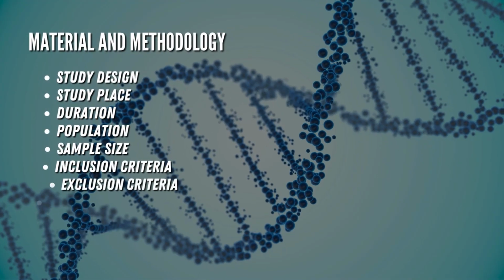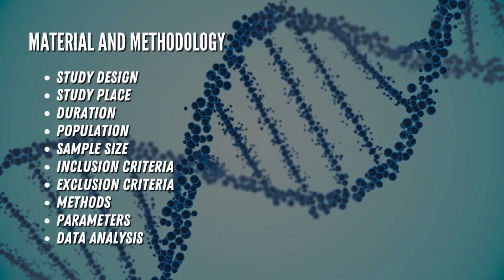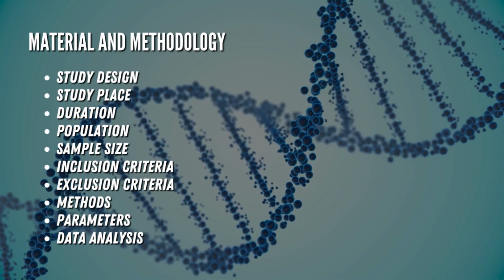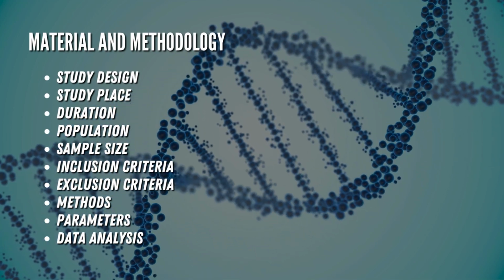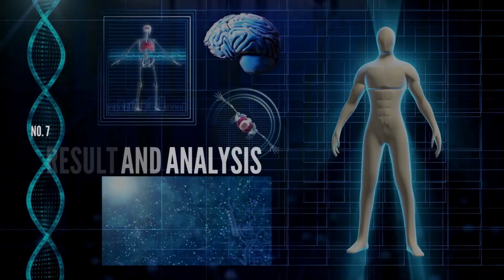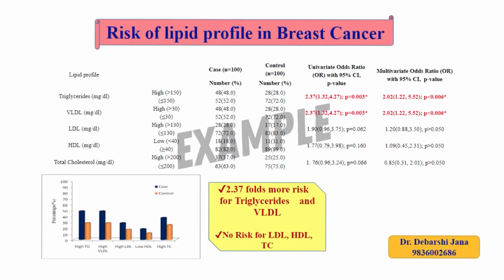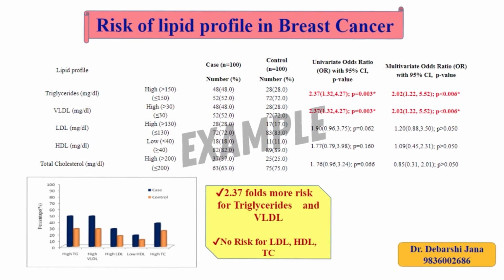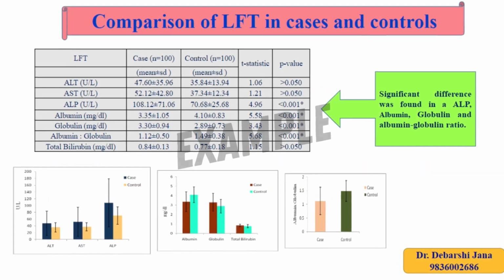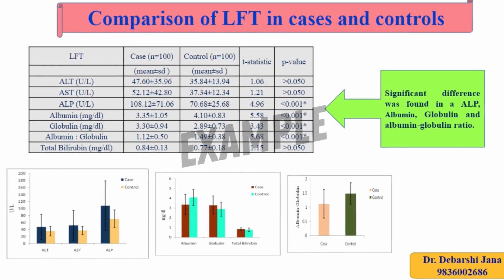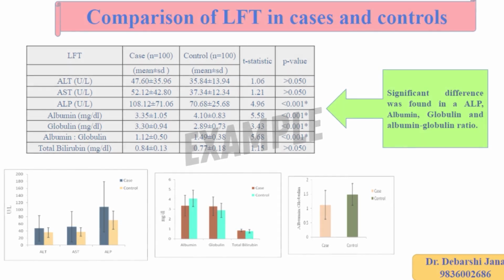The methodology section should describe the research design, sample size, data collection methods, and data analysis techniques. Number 7. Result and analysis. The results section should present the findings of your research. Use graphs, tables, and charts to illustrate your results.